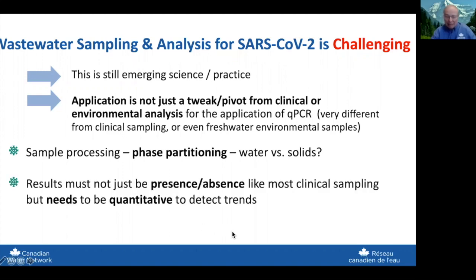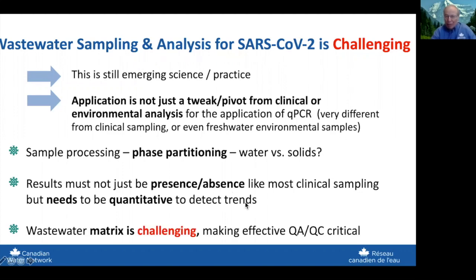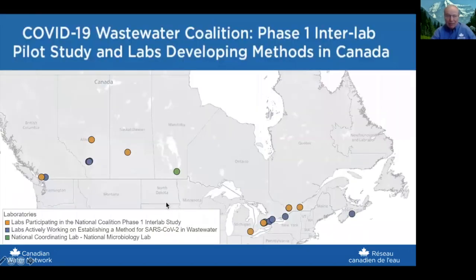And to maximize the potential that we see for it, rather than just giving a presence-absence, like you were infected or not, we're looking to try and be quantitative so that you can detect trends. The point is that the wastewater matrix is very challenging, and it makes having effective quality assurance and quality control essential.